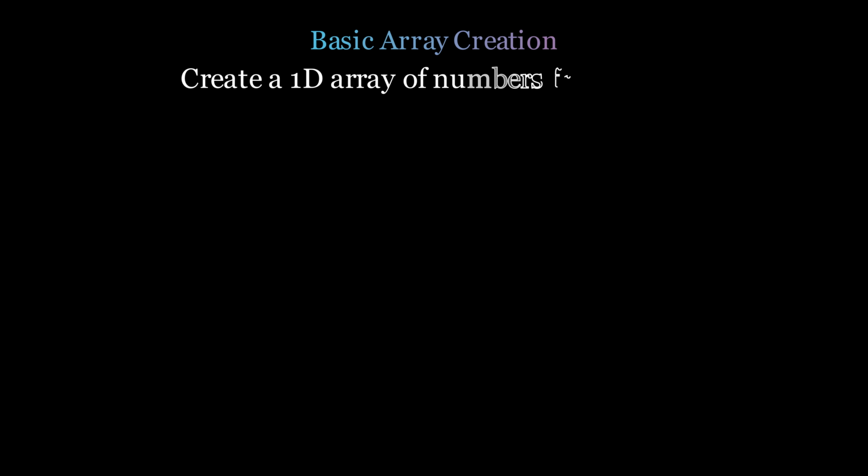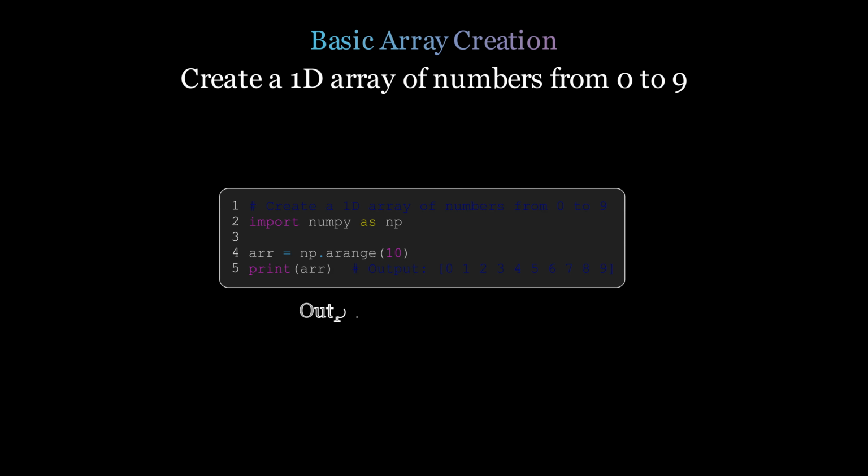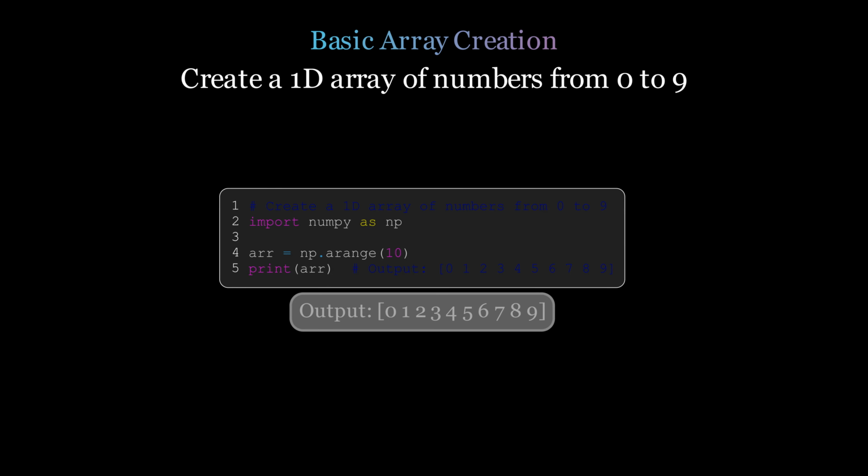Let's start with basic array creation. The first problem asks us to create a one-dimensional array containing numbers from 0 to 9. We use NumPy's arange function, similar to Python's range, but it returns a NumPy array instead of a list. The code is simple. Import NumPy as np. Then r equals np.arange(10). This creates an array with numbers 0 through 9.